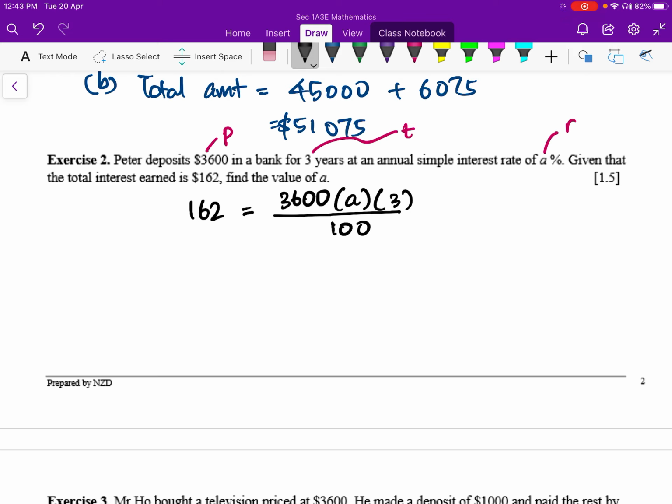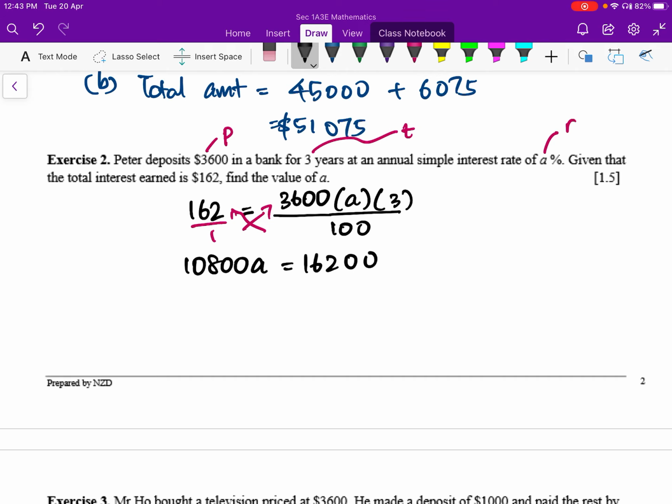So from here, we will be able to find the value of A. All we need to do is to multiply both sides by 100. Or you can see it as over 1, cross multiply, they are the same thing. And you will obtain 3 times 3600, which is 10800A equals to 16200.